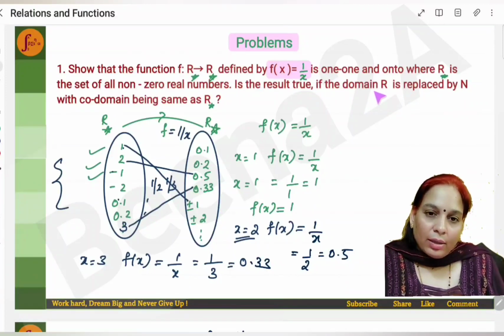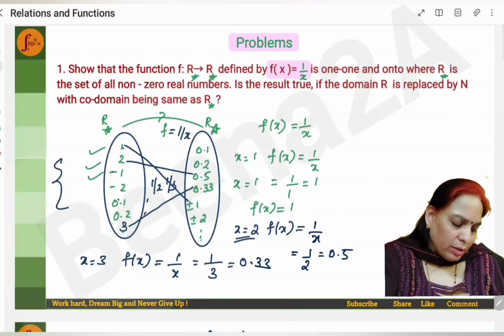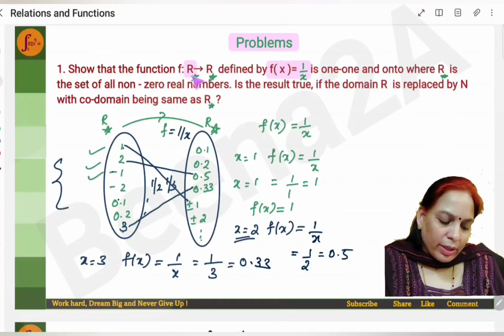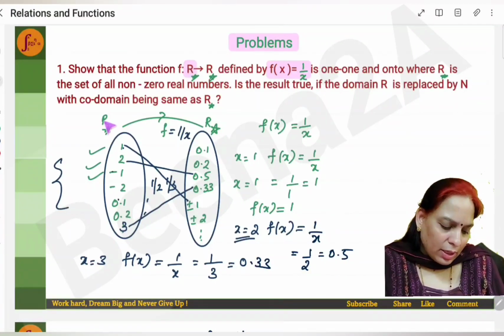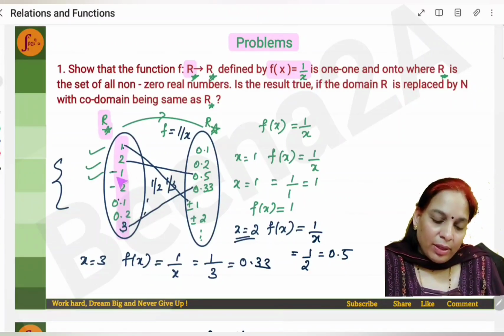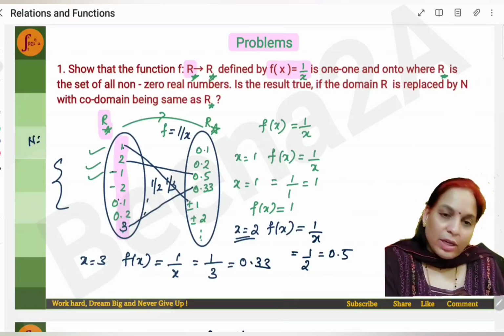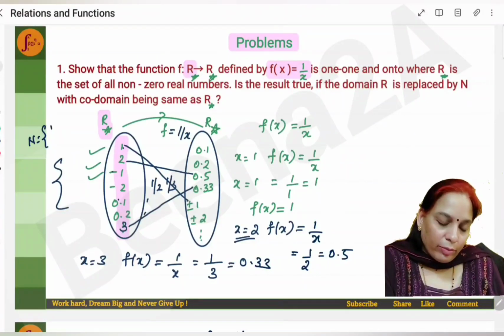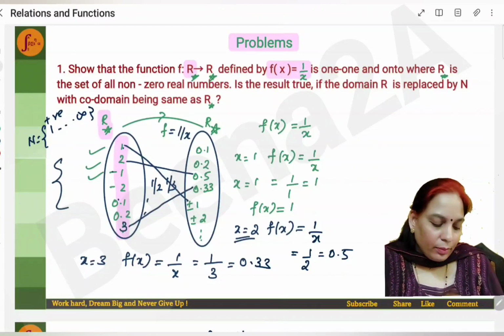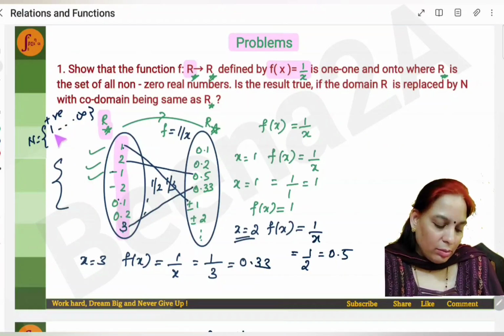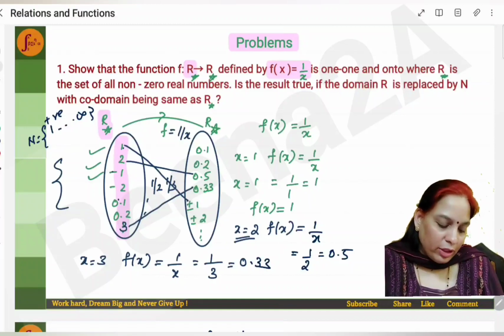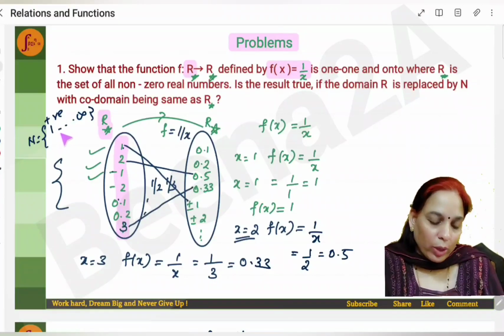If the domain R is replaced by N, which is the domain here? The domain is this one, the first set, R star. If this set is replaced by N, the natural numbers. What are natural numbers? Numbers starting from 1 till infinity, all positive numbers only. Natural numbers will not have 0, it starts from 1.